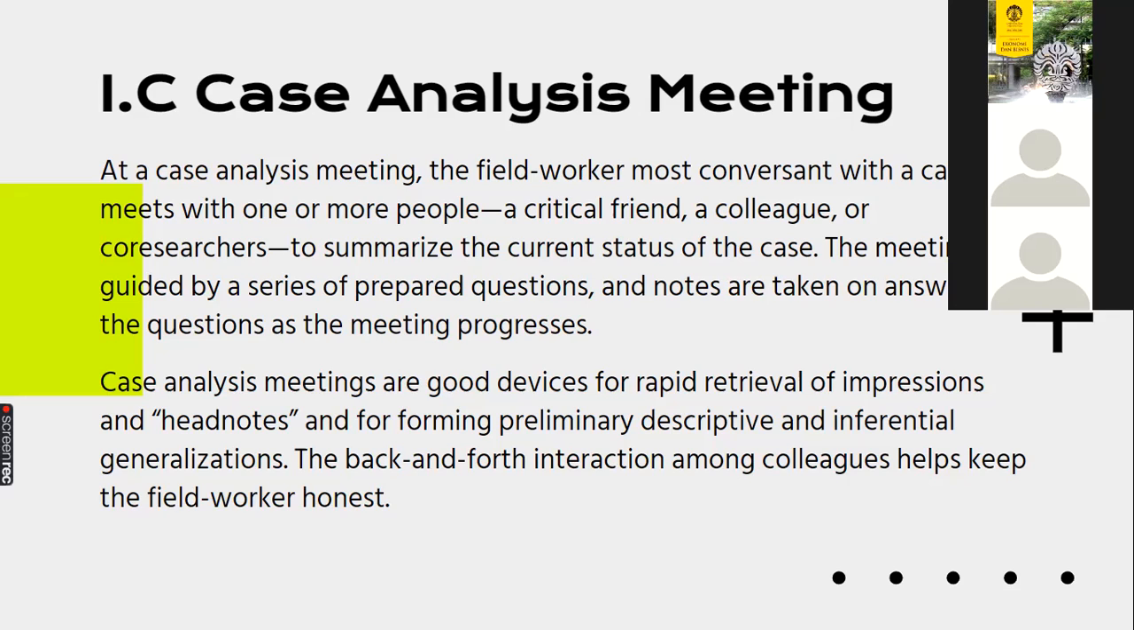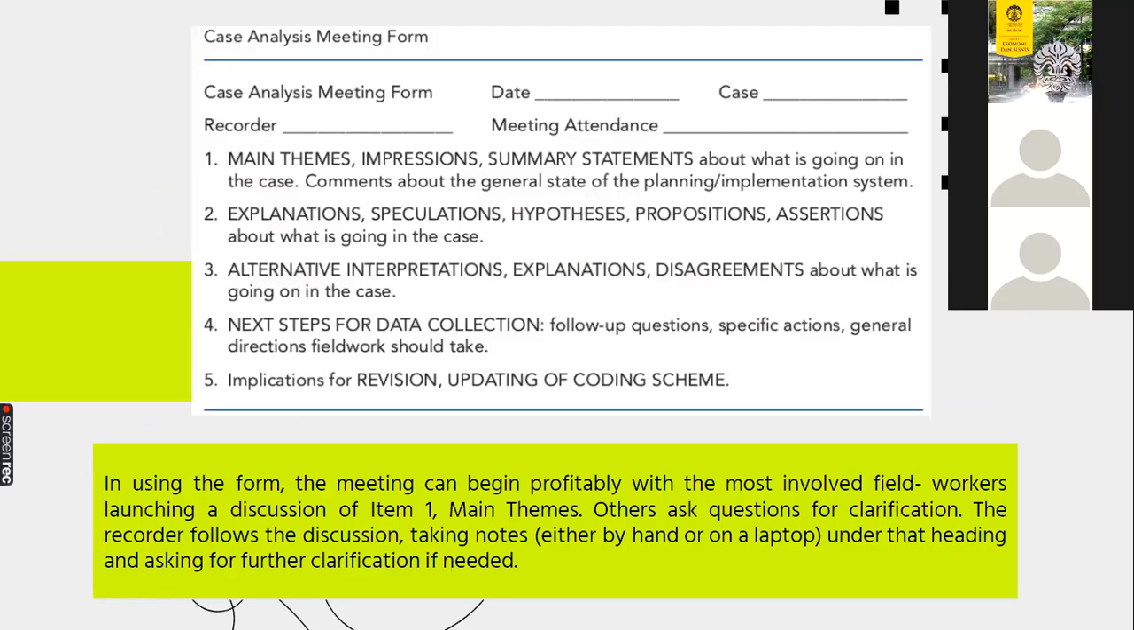Next slide. So here is an example of case analysis meeting form. In using the form, the meeting can begin profitably with the most involved field workers launching a discussion of item one, main themes, and others ask questions for clarification. The recorder follows the discussions and takes notes under the heading, asking for further clarification if needed. Next slide.